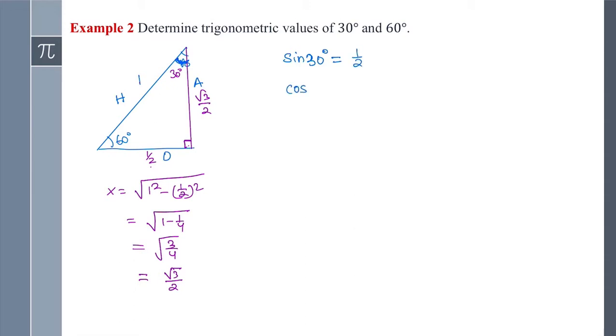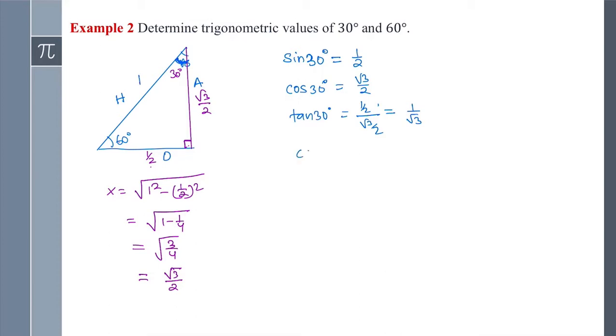Similarly, cosine 30 degrees is adjacent over hypotenuse, which is square root of 3 over 2 divided by 1, which is just square root of 3 over 2. Now, tangent 30 degrees is opposite over adjacent, so 1/2 divided by square root of 3 over 2, which gives us 1 over square root of 3, okay?